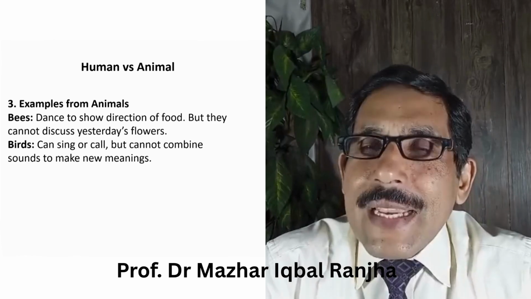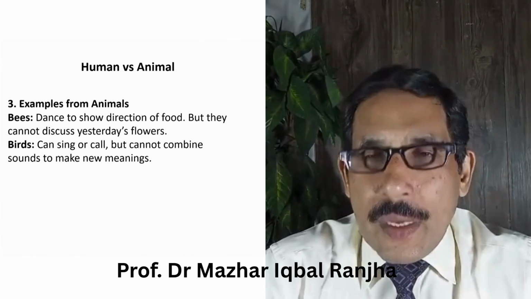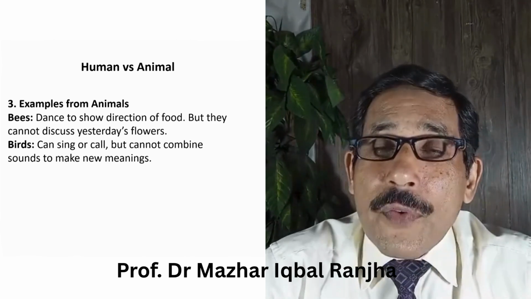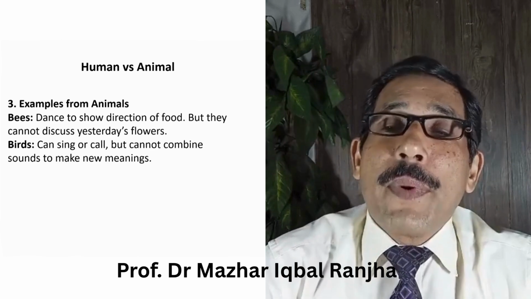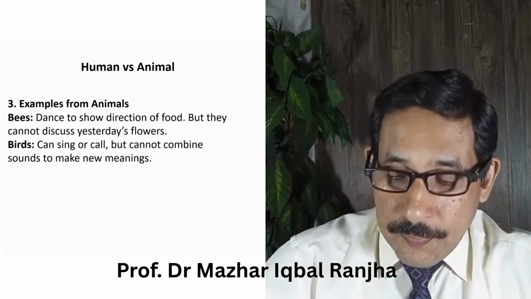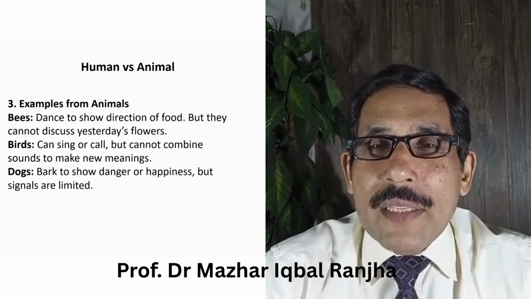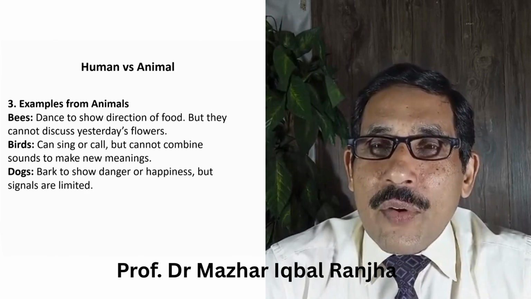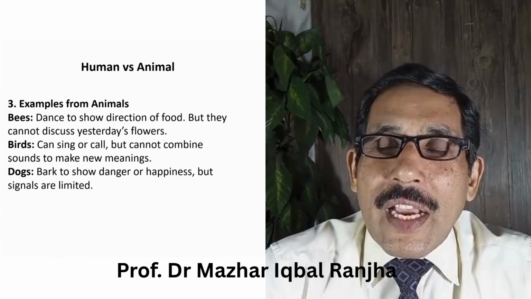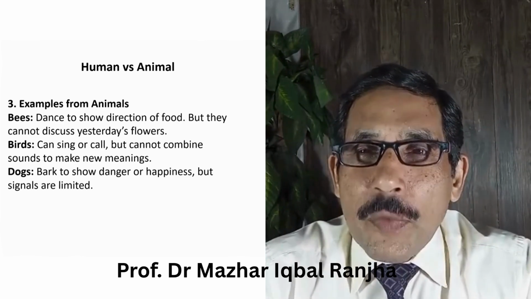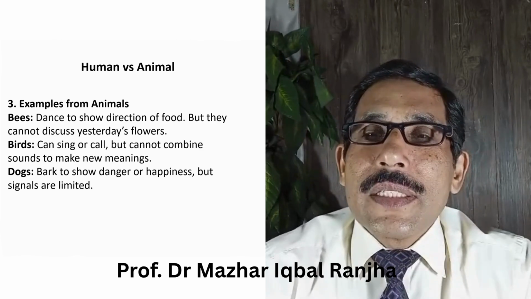Similarly, birds can call and sing, but cannot combine sounds to make different sounds. There is a speciality of crows. They keep on recalling past things, but they don't discuss previous issues as human beings can. Dogs bark during danger or to express their happiness. They make different sounds to express anger, happiness, or pleasure, but the signals are limited and can be anticipated. But human beings can make unlimited sounds and unlimited sentences.